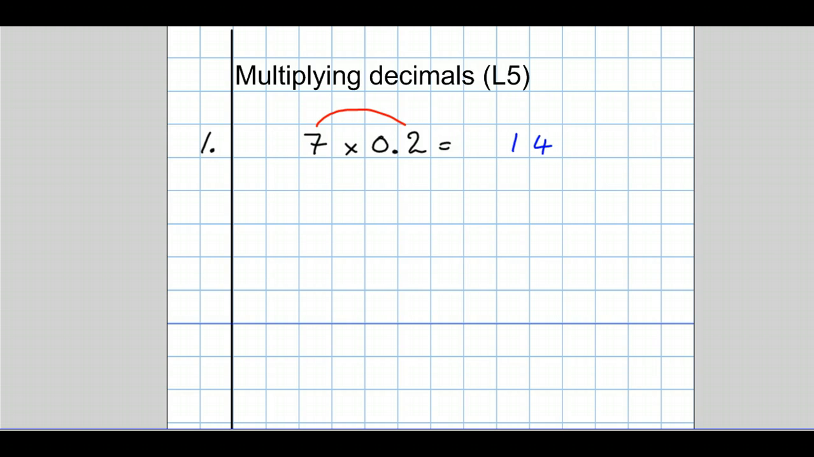You then examine the question, and you see that in the question we have a total of one figure after the decimal point. So our answer will require one figure after the decimal point, and it's from the right. So the answer is 1.4.